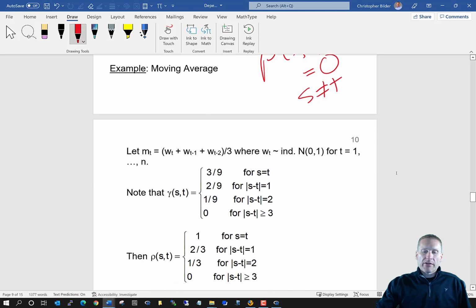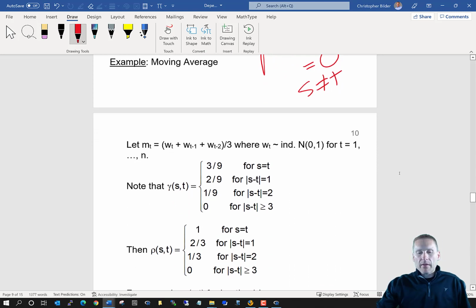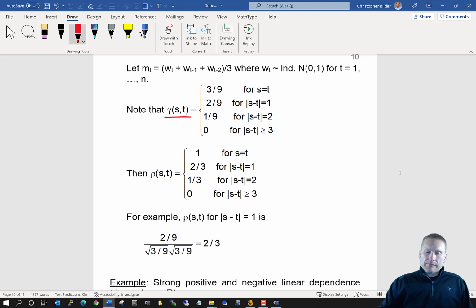Well, what about now this moving average? Obviously, this is a little bit more difficult. Well, what we just found a few minutes ago was the autocovariance function. And so we can take this autocovariance function and simply find the autocorrelation function with it. So for example, when we are at a lag of 1, that means the autocovariance is 2/9. And we need to divide it by the variance at time s, square root that, and divide by the variance at time t, square root that.